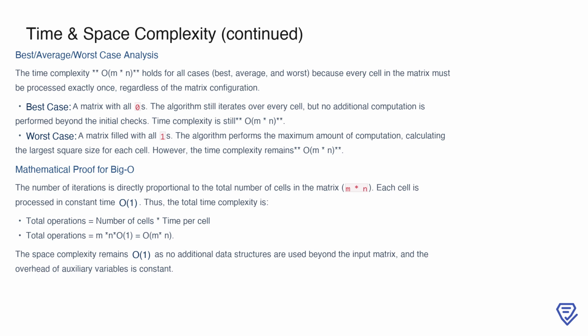However, even in this scenario, the overall time complexity remains O(m*n), because the number of operations is proportional to the number of cells. Mathematically, the total number of operations is the product of the number of cells, m*n, and the constant time required to process each cell, resulting in O(m*n). As for space complexity, since no additional memory is allocated beyond the input matrix, and auxiliary variables require only constant space, it stays at O(1).